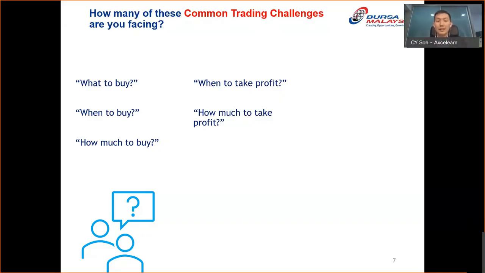So how much is enough for you to take profit? Later on, I will solve some of this problem for you, all right? And next, when you are in a trade already, sometimes if it is not profit, of course you may be facing some minor losses, right? So how much to cut loss in your trade? Have you ever considered that?